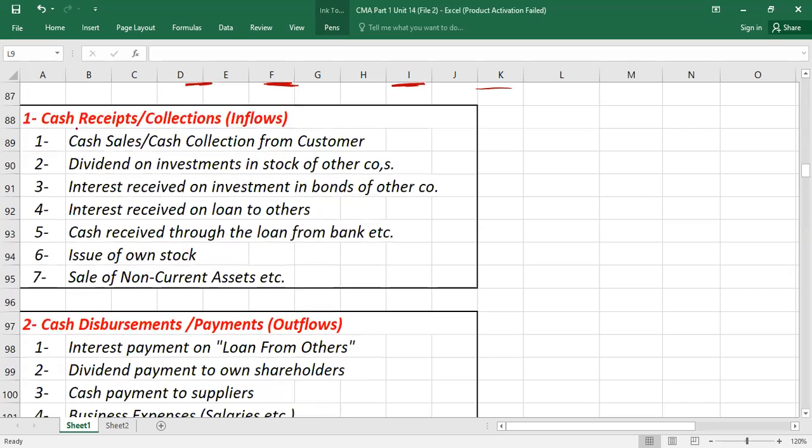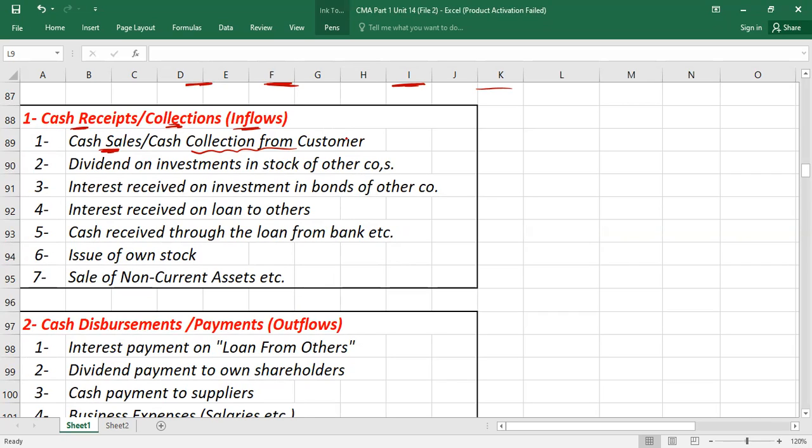Cash receipts are collections, which are also called inflows. They might include cash sales. Obviously, when you sell goods on a cash basis, the customer pays you on the spot, so that is also a cash receipt or inflow. Then there is cash collection from customers. What does it mean? Sometimes we sell goods on credit. Maybe today we are selling goods on credit.